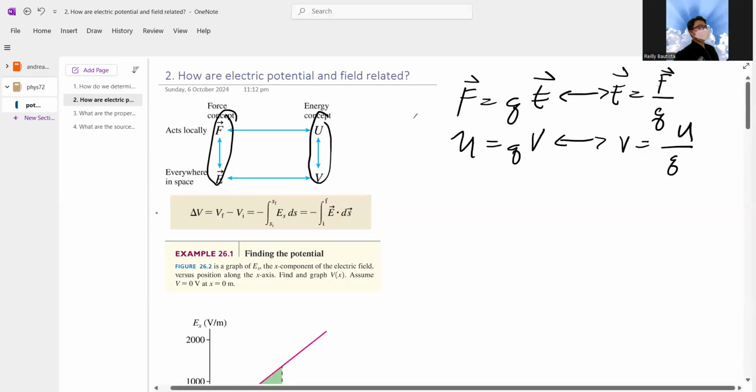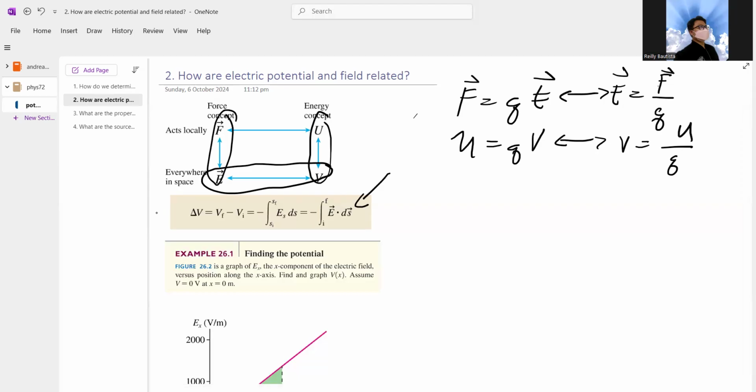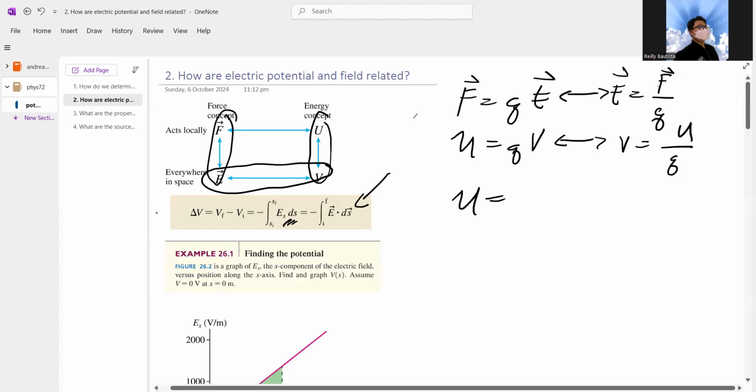Now, let's make the bridge between these two things. It turns out that it can be defined using this formula, this integral. So the potential difference is equal to the negative of the integral of E ds. You should also note the similarity of this form to that of the work. I'm introducing it, it might not have been discussed during class.